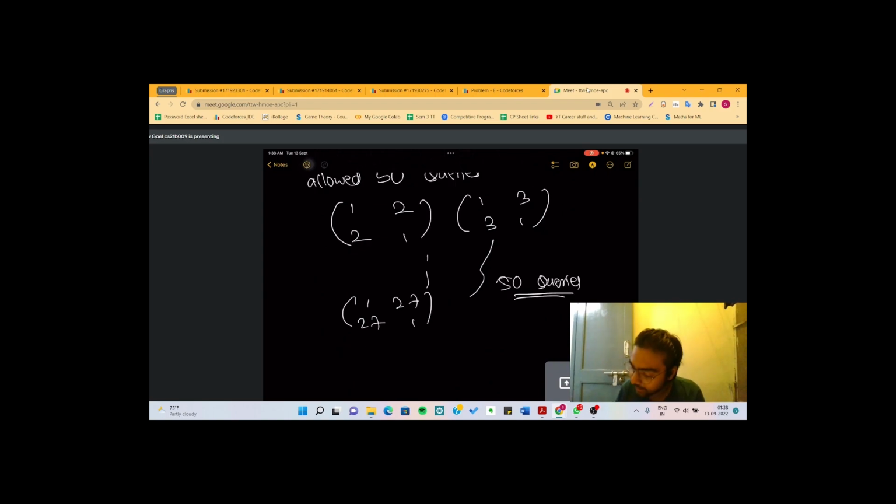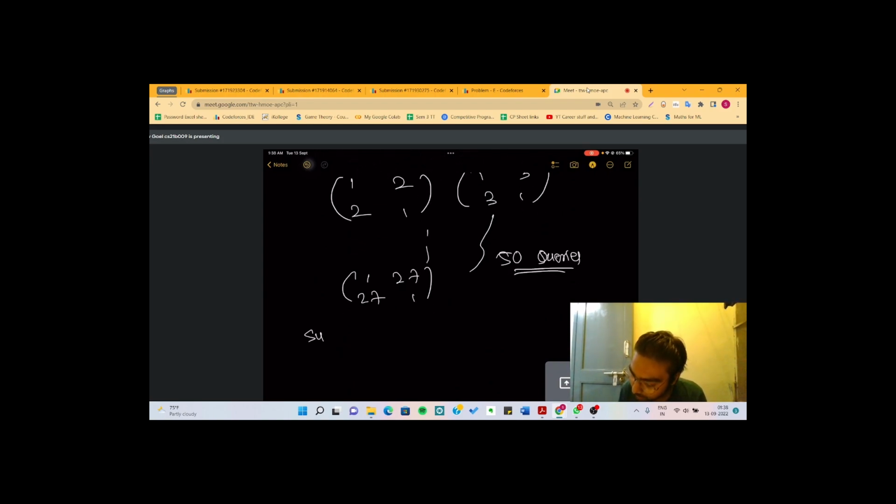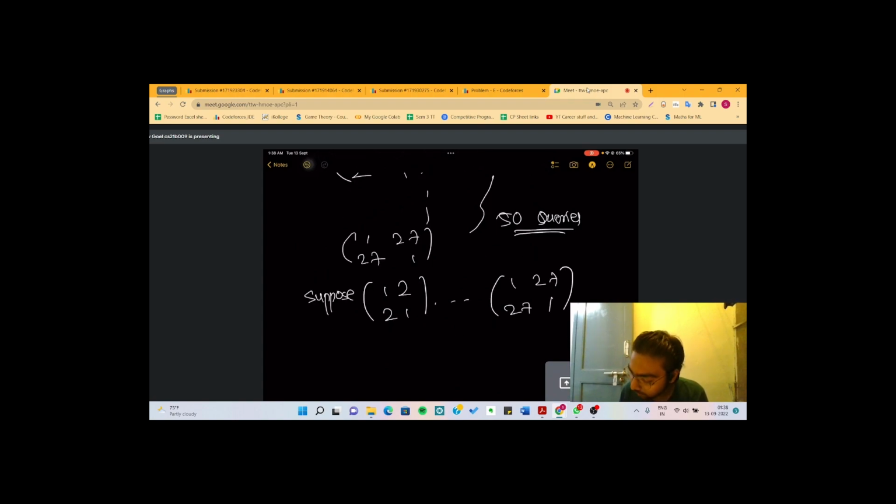Now the interesting thing is, suppose we go in order. We'll ask from 1, 2, 2, 1, and so on. We'll follow the order up to 1, 27, 27, 1. So this will be followed in the ascending sequence. If for some query we get answer as -1, it implies that n is not possible.